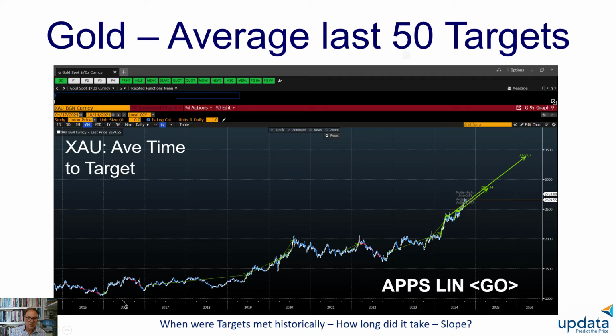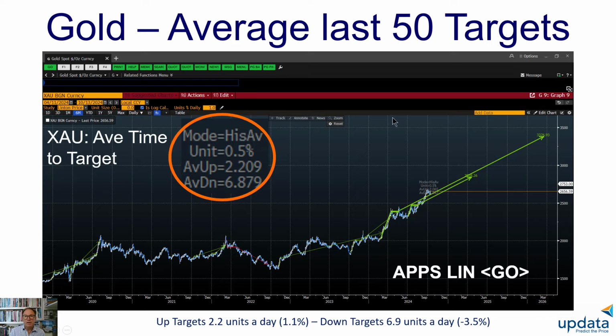Looking back here several years, you can see all these targets have been drawn to where they've been met. And those targets there are projected on the basis of the average of when those targets were all met. So how long did it take? That's the slope. That's using that last method. And this one used 50 targets.